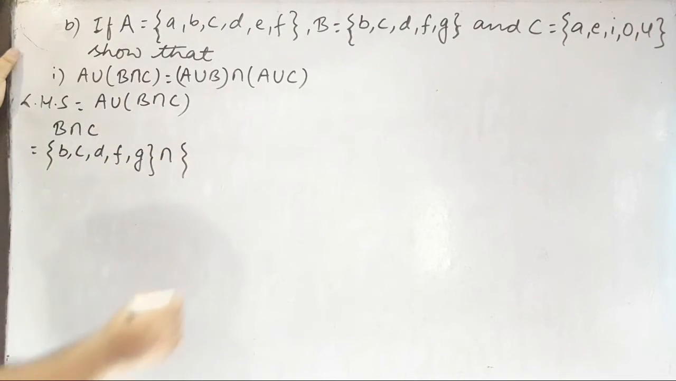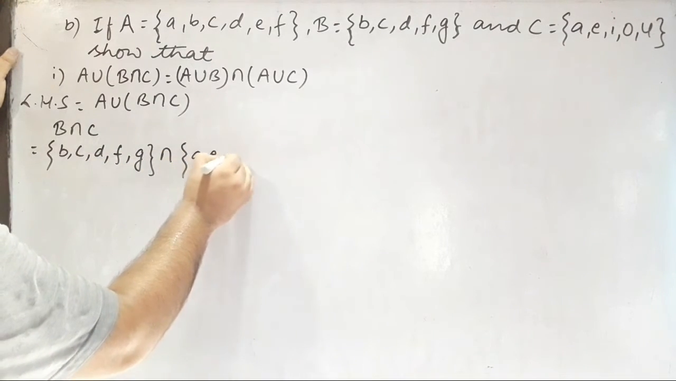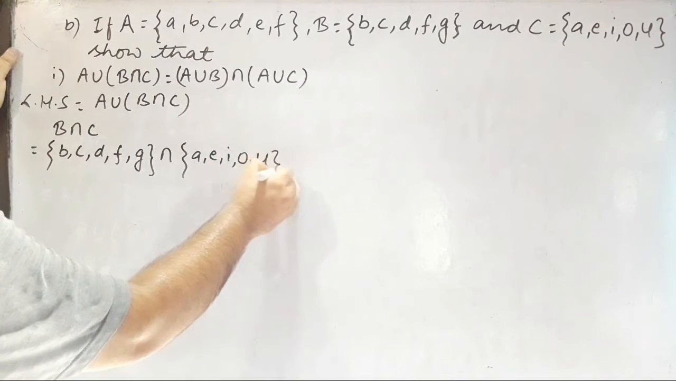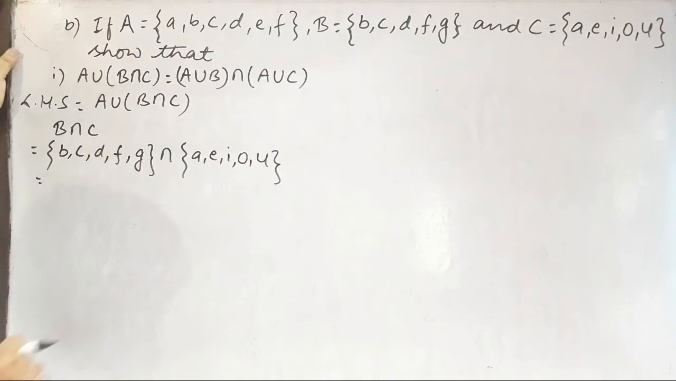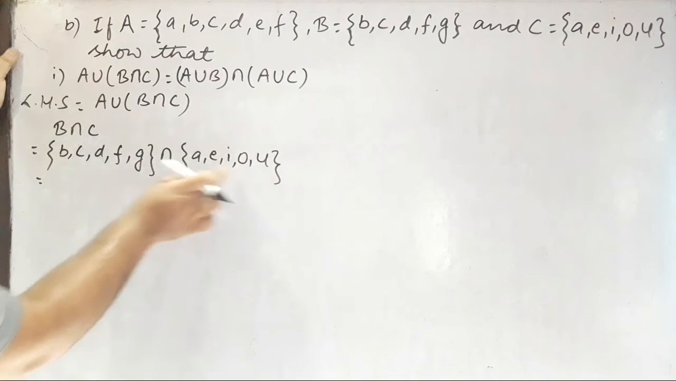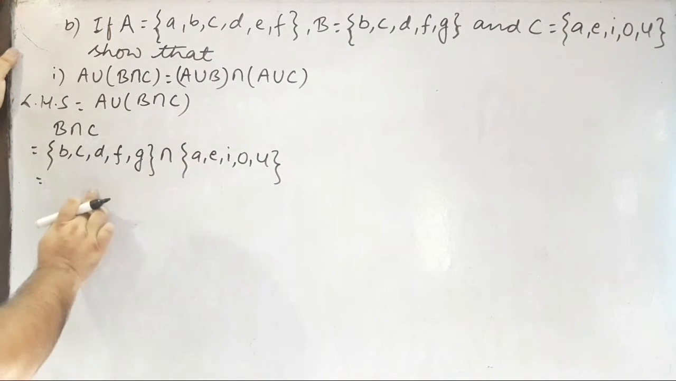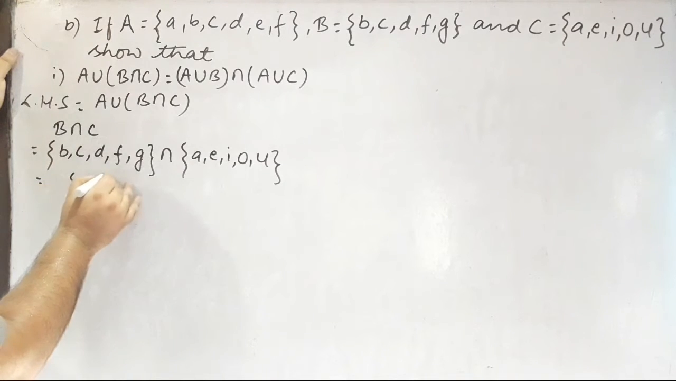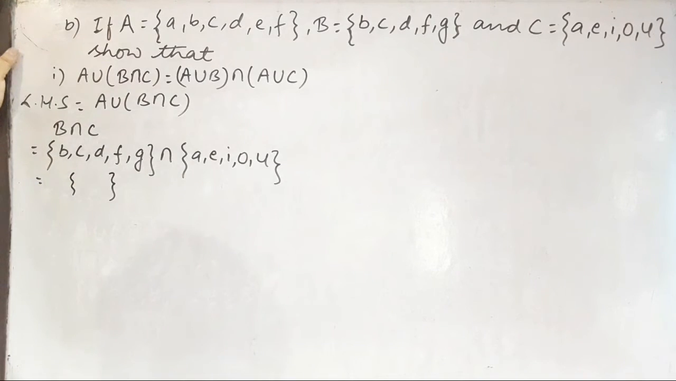Intersection. The elements of C are A, E, I, O, U. As we can see, between these elements and these elements there are no common elements. Now it belongs to the empty set. Since no elements are common, we shall give here the empty set. So B intersection C equals the empty set.